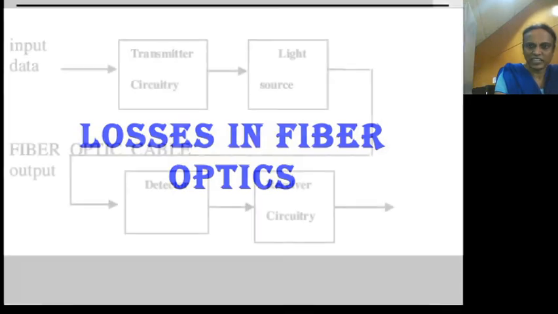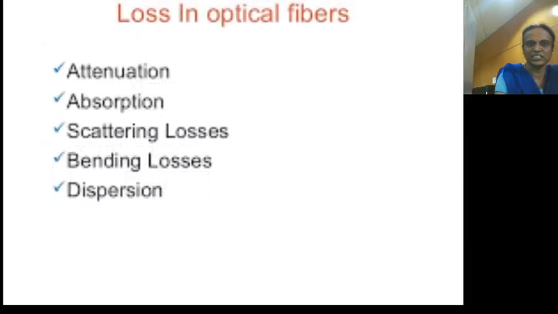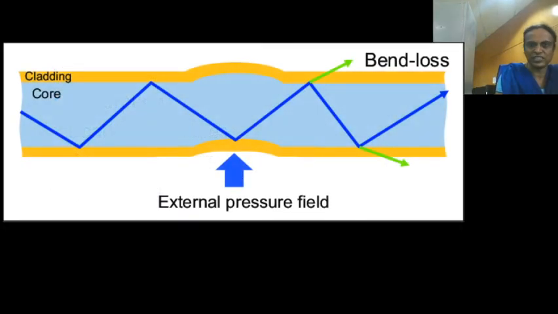Only taking one of the types of losses, as I told you: attenuation loss, absorption loss, scattering loss, bending loss, and dispersion losses. We will take only one type of loss here, say bending loss.